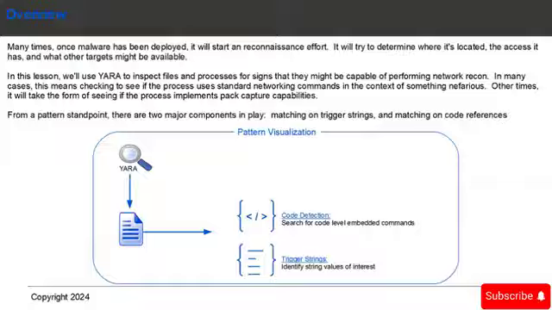From a pattern standpoint, we are going to be looking for two things. Trigger strings, being strings of value or interest that play into this particular context, or code level detection for embedded commands. Let's go ahead and get started.